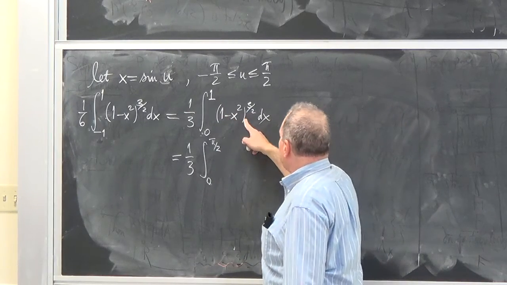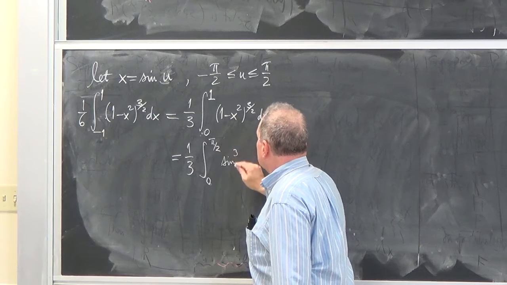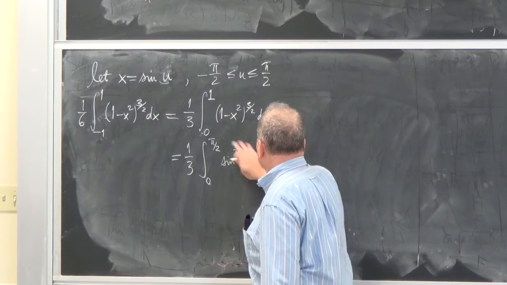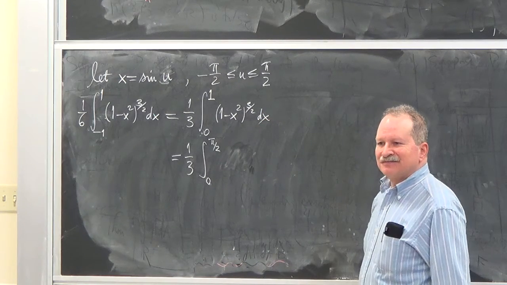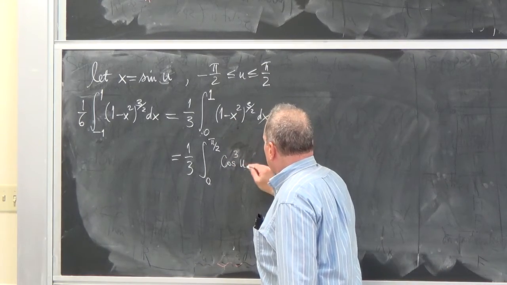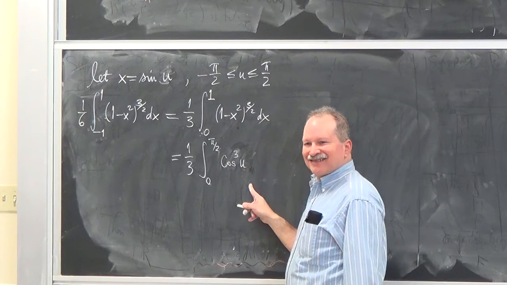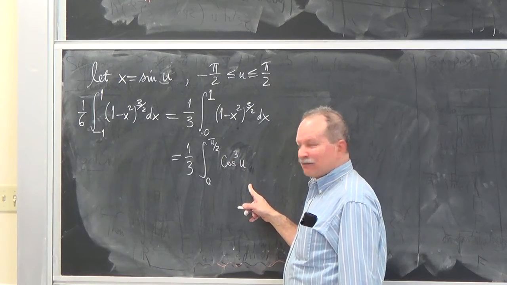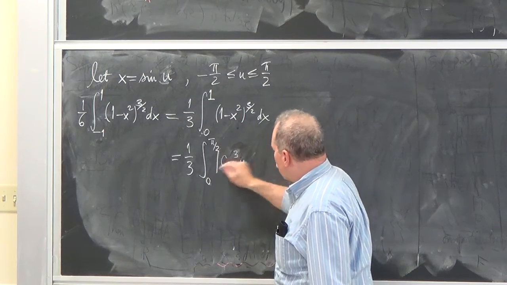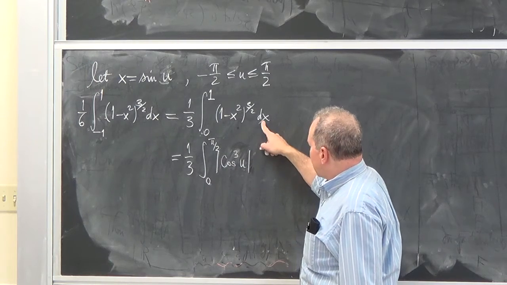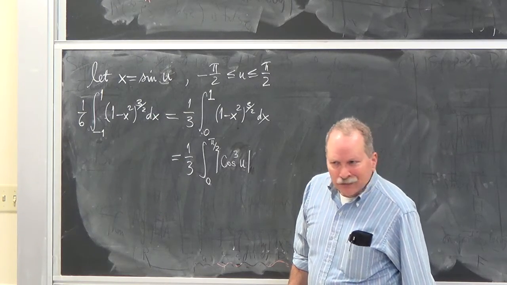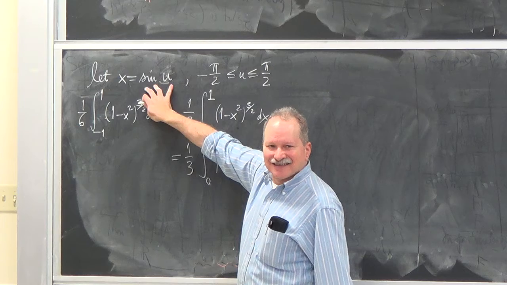And this becomes sine cubed u. Is that right? No. What does it become? 1 minus sine squared, cosine cubed. And it really should be absolute value, because we're taking square root of a square. So it really should be absolute value of cosine cubed. And then what happens to dx? dx is cosine u du.